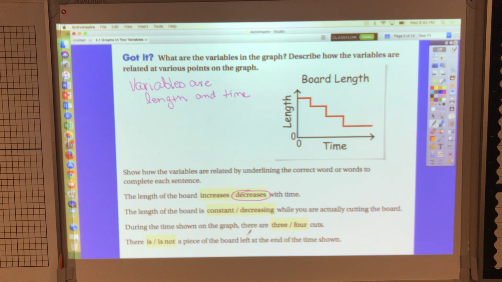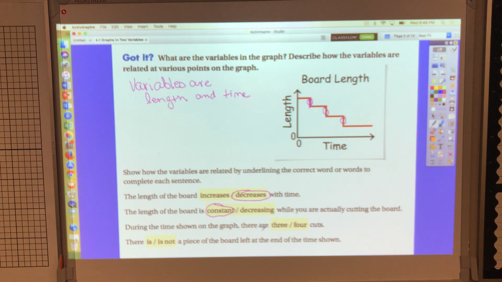Then it asks, is the length of the board constant or decreasing while you are actually cutting the board? Where we're cutting the board are on these spots right here. These vertical lines are where our cuts are. Because that's when the length of the board is changing. But the length of the board during that cut, since it's not changing, is actually staying constant. It's not getting bigger. It's not getting smaller.